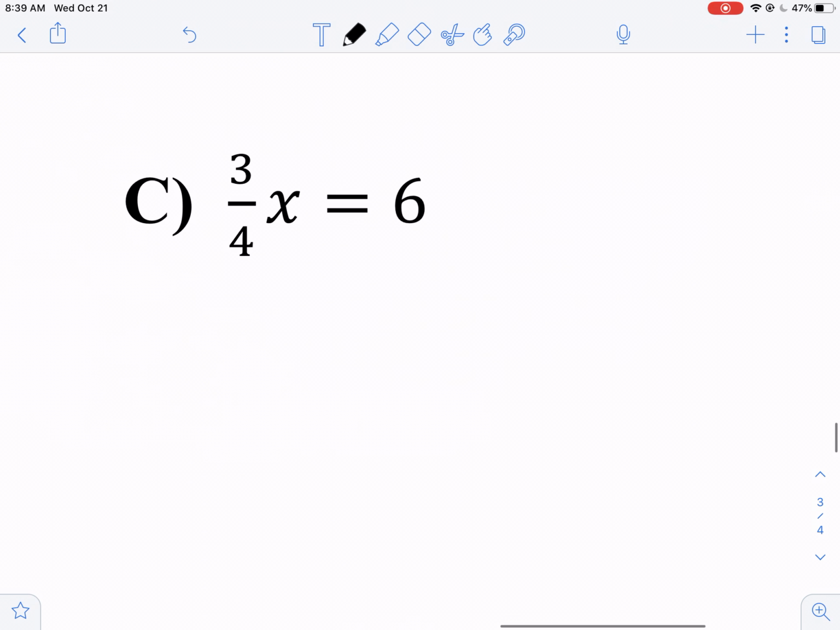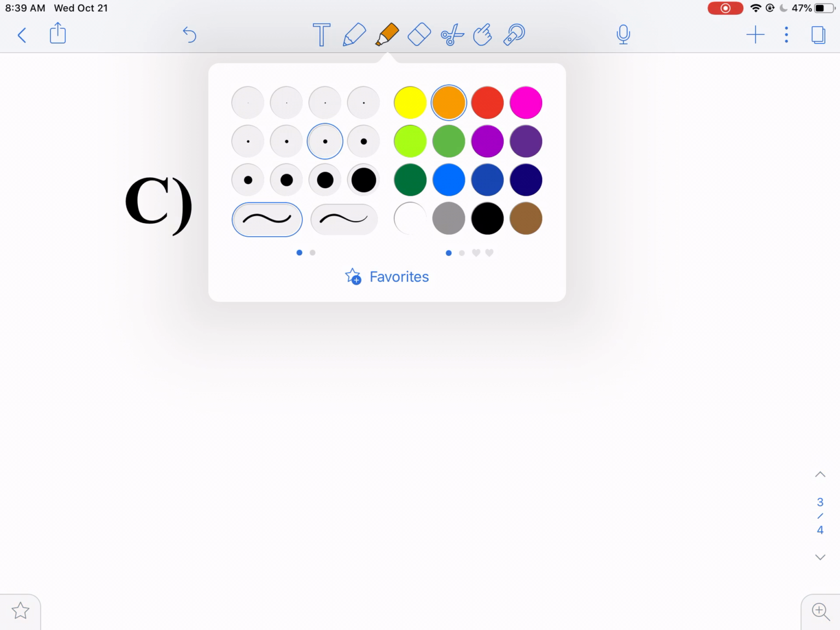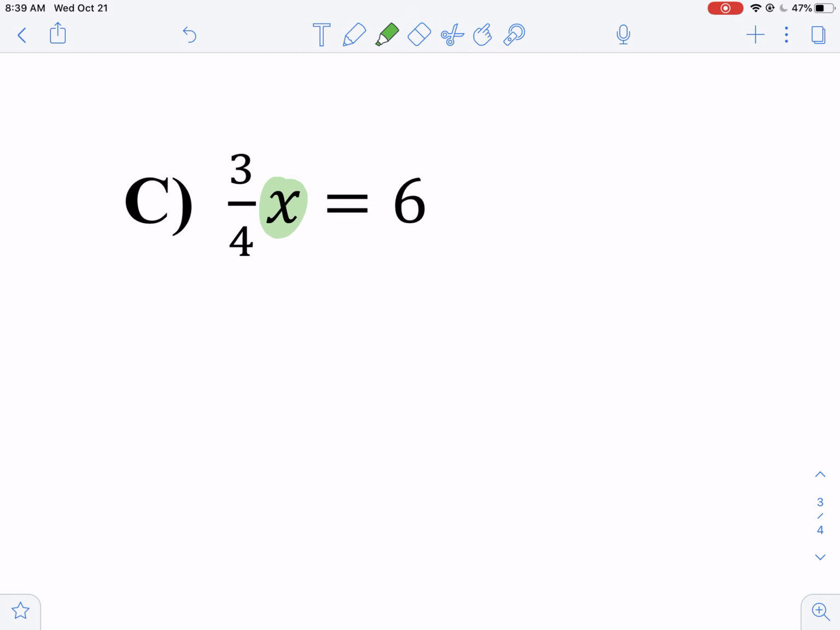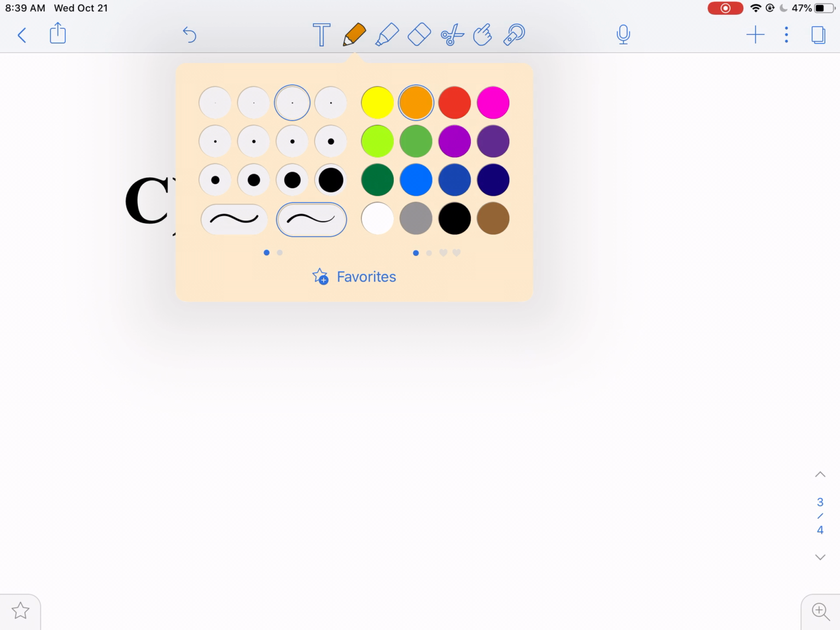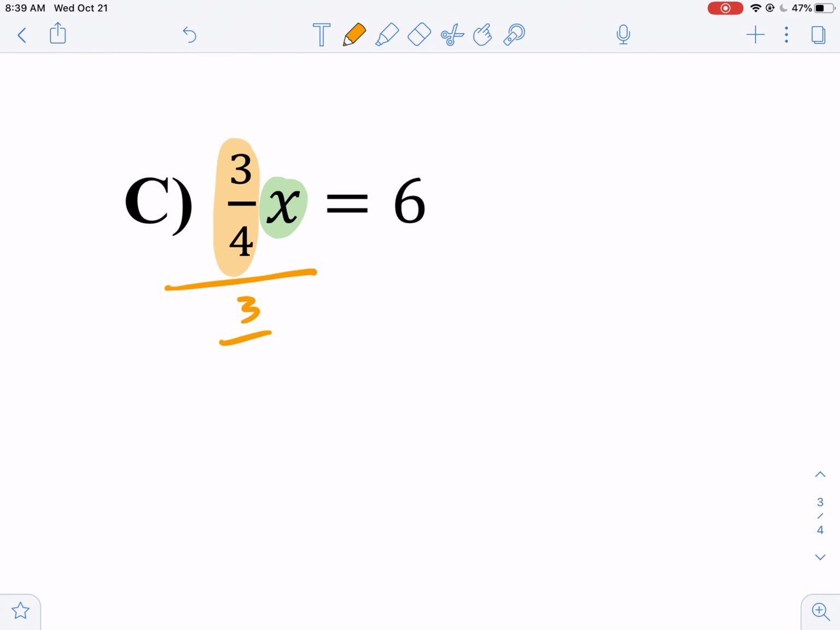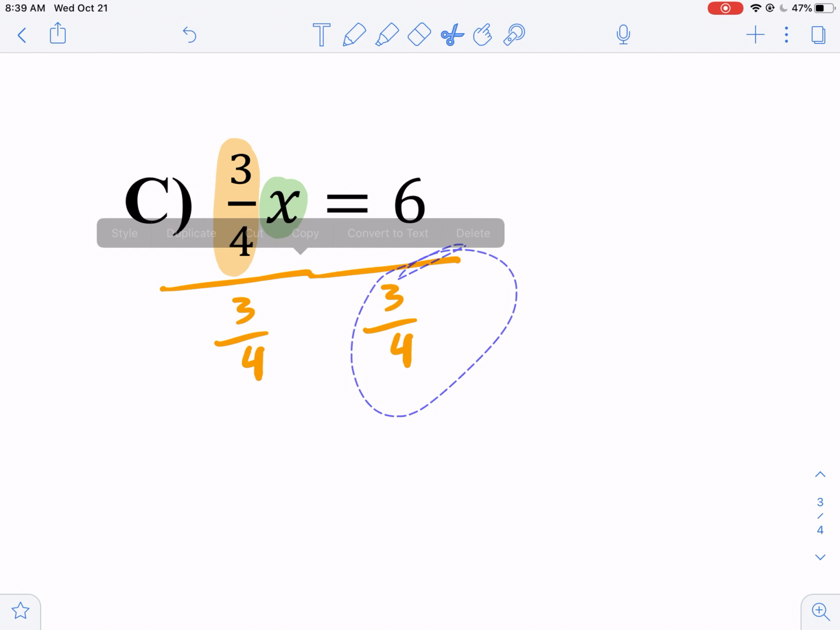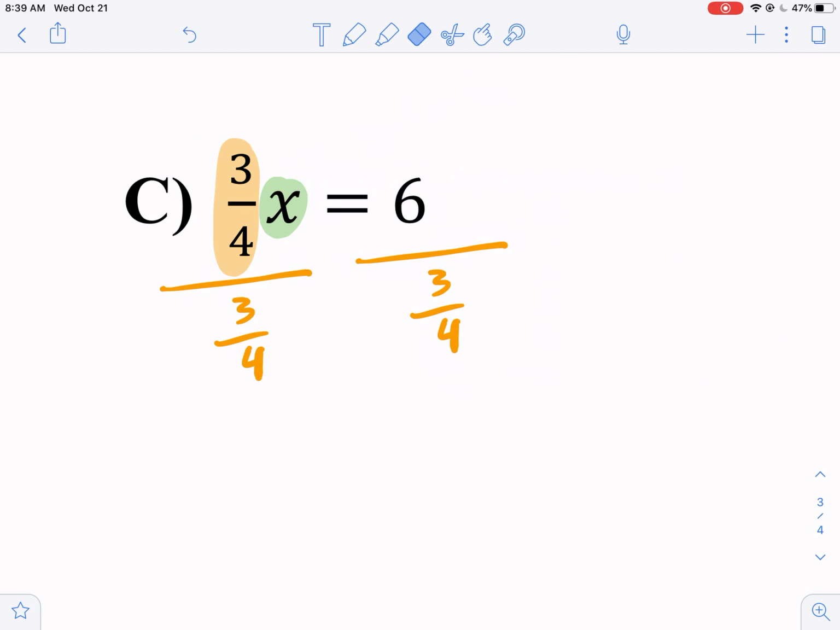And then finally, we've got this really funky one. We want to get x all by itself. And what's happening to our x? Well, it's 3/4 times x. So we could divide by 3/4 on both sides, but you guys, dividing by fractions is so hard. There must be another way. There must be a better way.